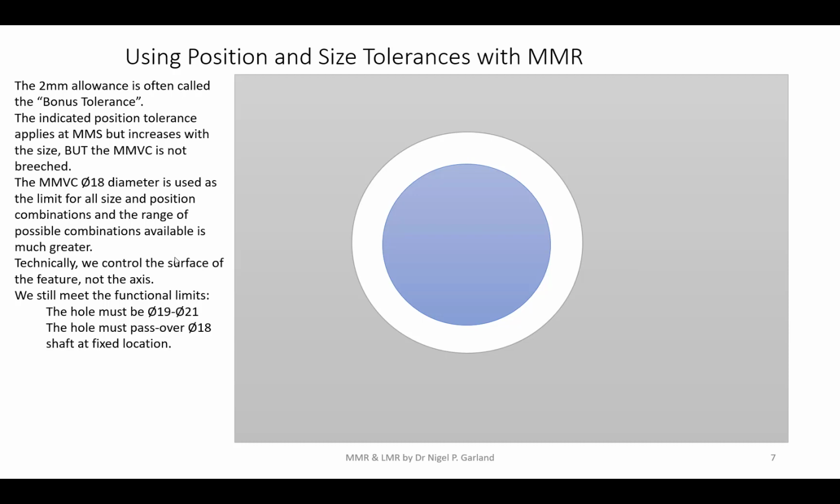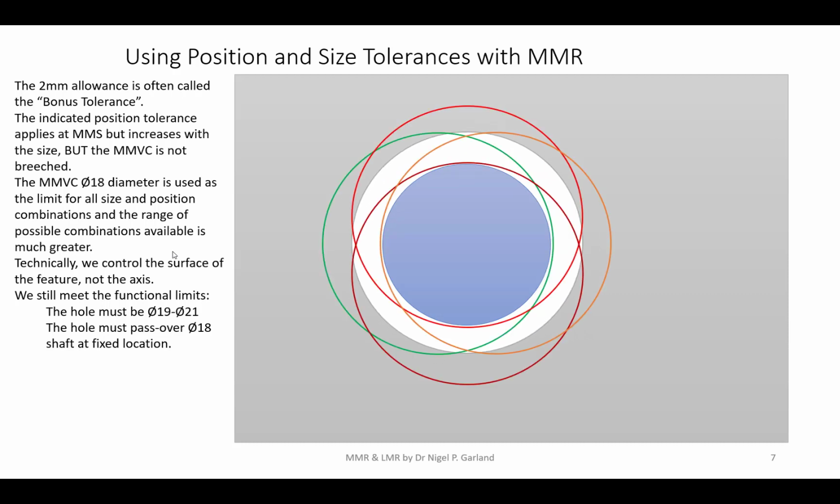So technically, we're controlling the surface of the feature, not the axis. And we'll still meet the functional limits. So the hole must be 19 to 21, and the hole must pass over our 18mm diameter shaft at a fixed location. So there's our hole which is now a much larger size, and it's got a much larger range of possible locations. And there's our maximum material virtual condition.